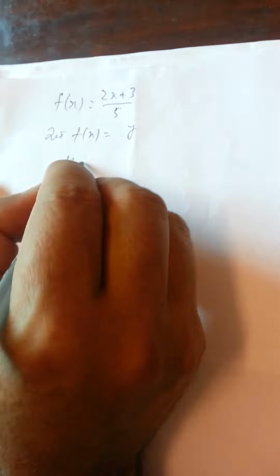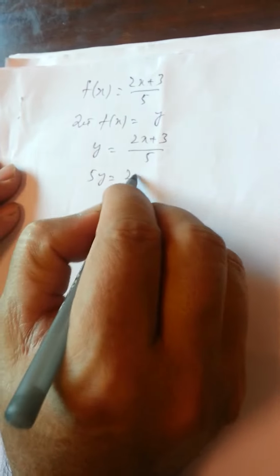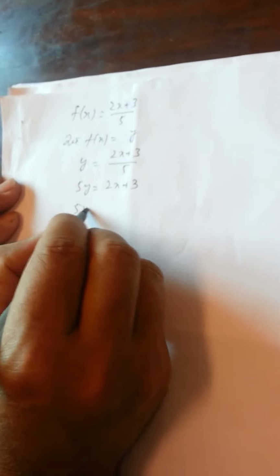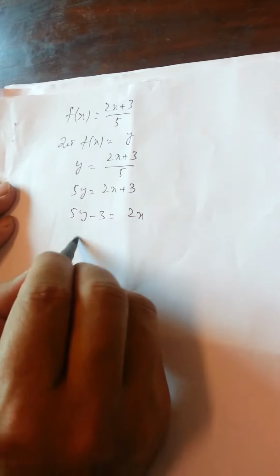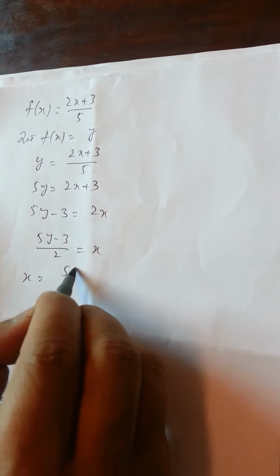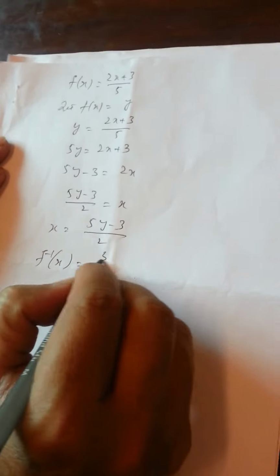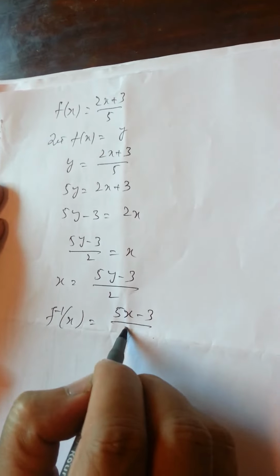And for the inverse function, take the given function, which is f of x is equal to (2x plus 3) upon 5. Now let f of x be equal to y. So y is equal to (2x plus 3) upon 5. 5y is equal to 2x plus 3. 5y minus 3 is equal to 2x. (5y minus 3) upon 2 is equal to x. So x is equal to (5y minus 3) upon 2. Now this is the inverse function, and I replace this y with x: (5x minus 3) upon 2.